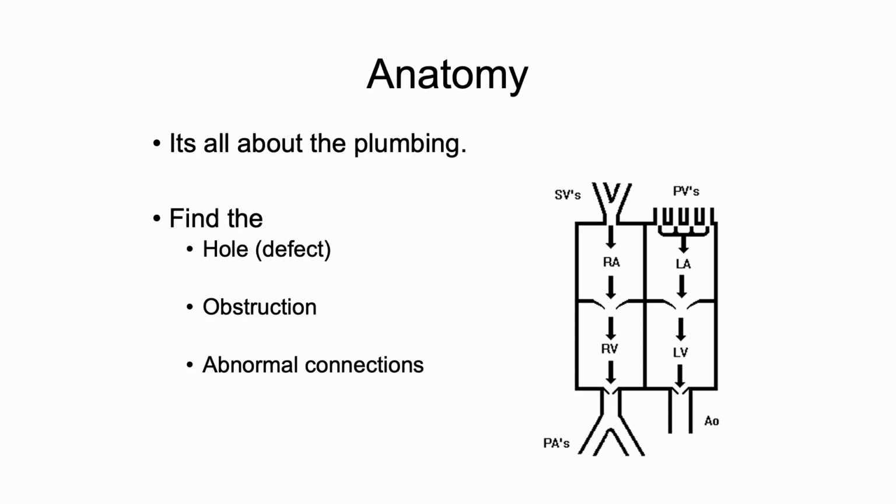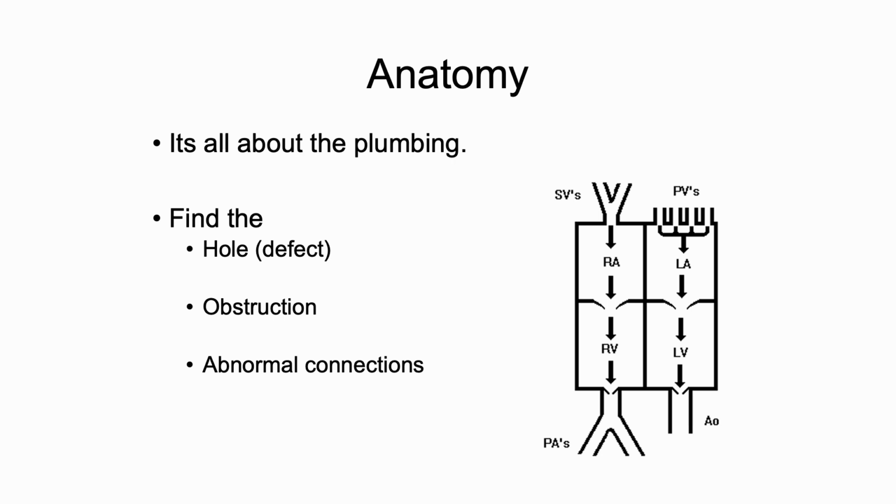What is cardiac anatomy all about? It's all about the plumbing. So you have to find a hole, which is the defect. You have to find the obstruction, and you have to see if there are any abnormal connections.